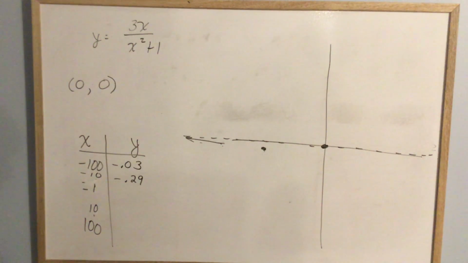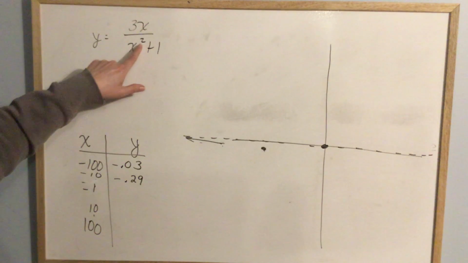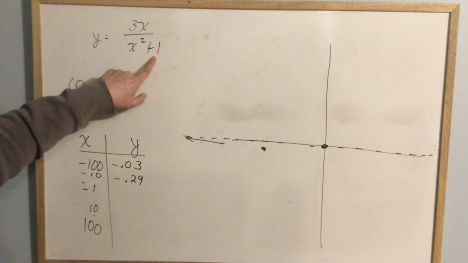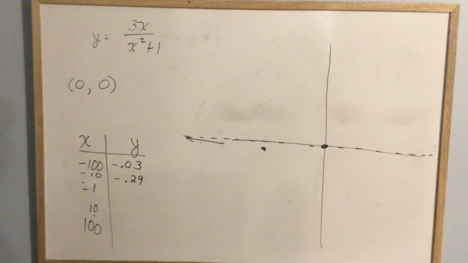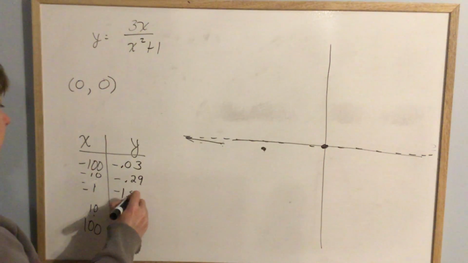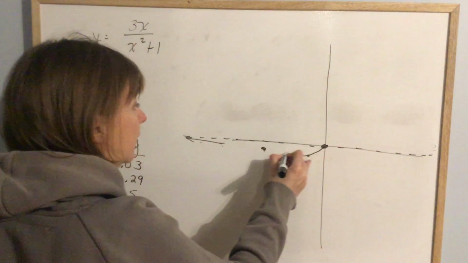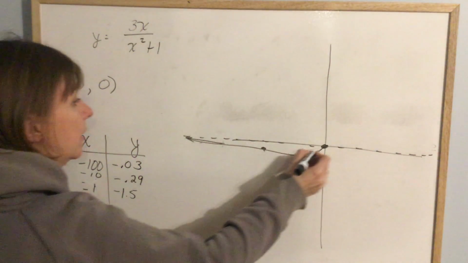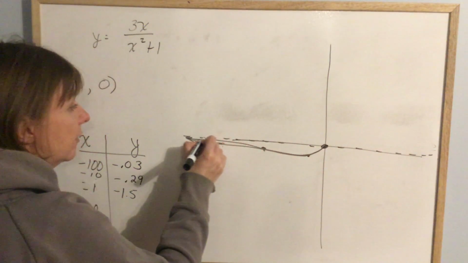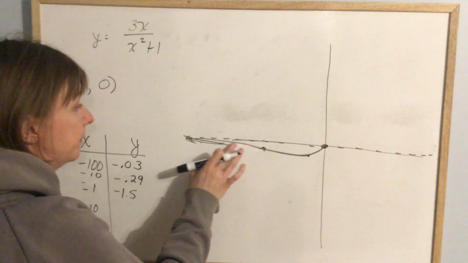At negative 1, it would be negative 3, and negative 1 squared is 1, plus 1 is 2, so it would be negative 3 over 2, which would be negative 1.5. So it actually does this, right? It comes down a little bit and then it starts heading back up.